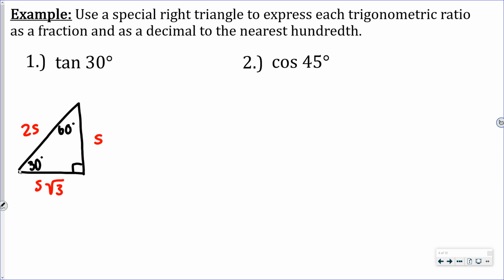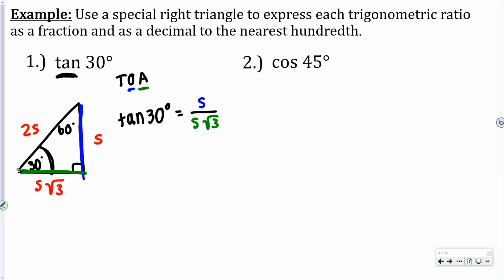All right, so what they want me to do is take the tangent, so tangent is TOA, of the 30-degree angle. So they want me to use this angle right here. Tangent is the ratio of the opposite, which is S, to the adjacent. Now, the only difference with this one is that I actually know what the angle measure is, so I'm going to write that in instead of just calling it angle A. The tangent of 30 degrees is the ratio of the opposite, which is S, to the adjacent side, which is S root 3.